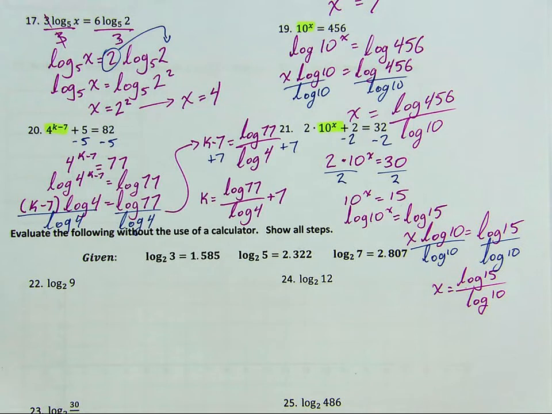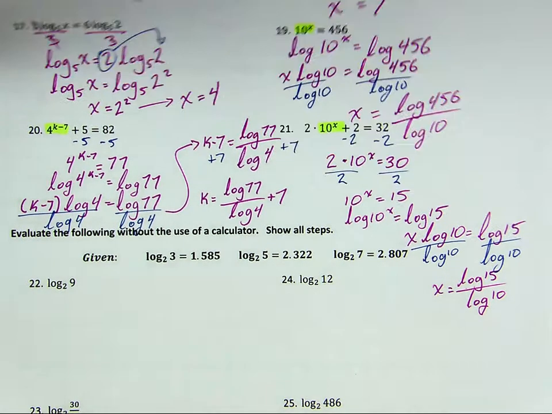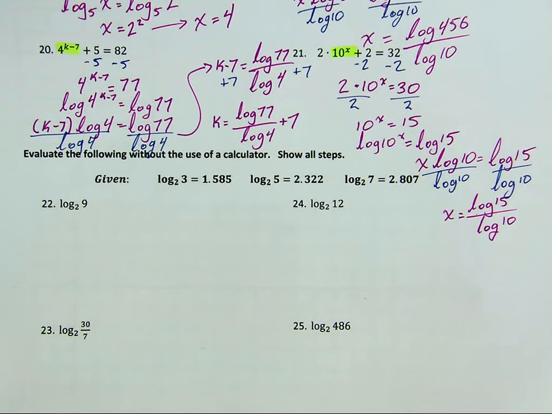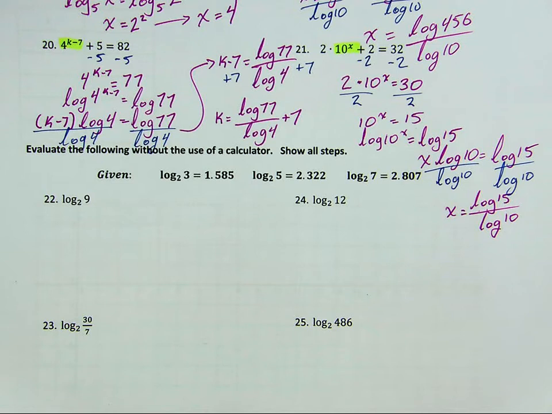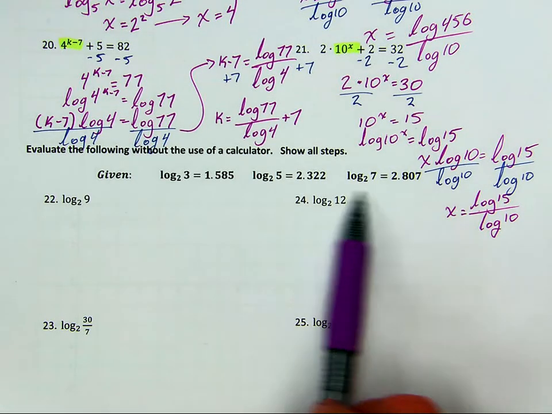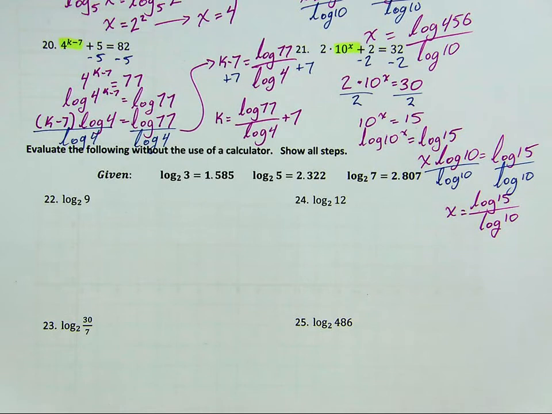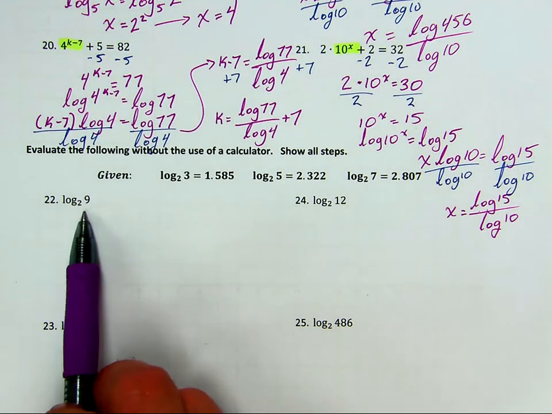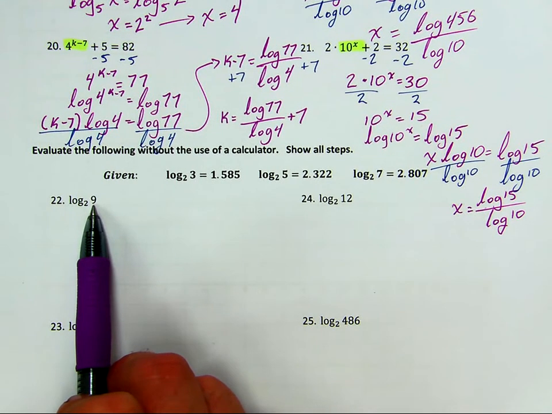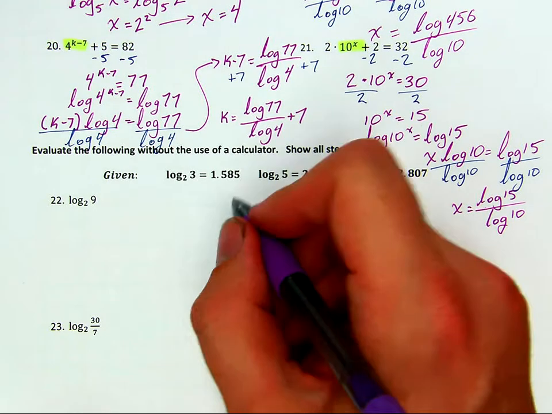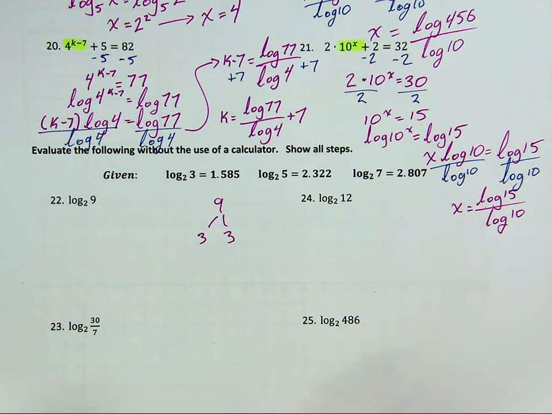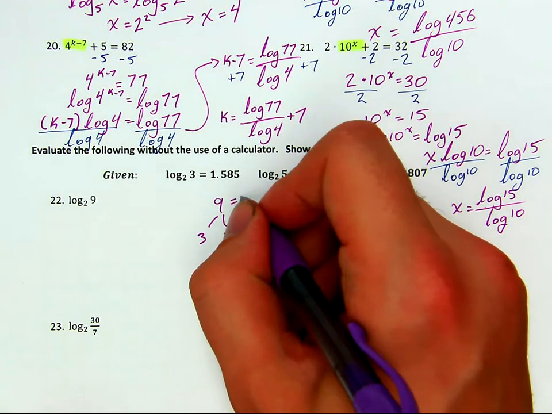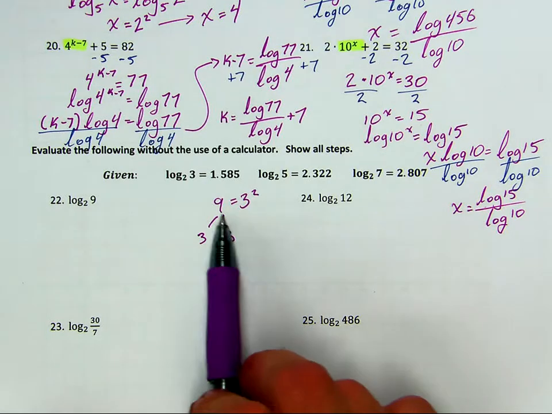Next, we have numbers 22, 23, 24, and 25. For each of these, we want to use this given information to find the exact value of these. Now, kind of what we want to do here is we want to focus on taking these values inside of the logs and factoring those. So if we start with this 9, we can take that 9 and factor that down to be a 3 times 3. Now, 3 times 3, we could think of it as 3 squared. So we know that 9 is 3 squared. Replace this 9 in here with a 3 squared. We end up with log base 2 of 3 squared.